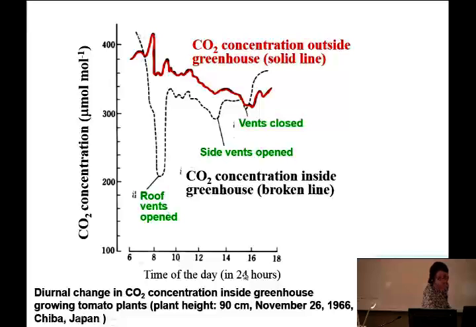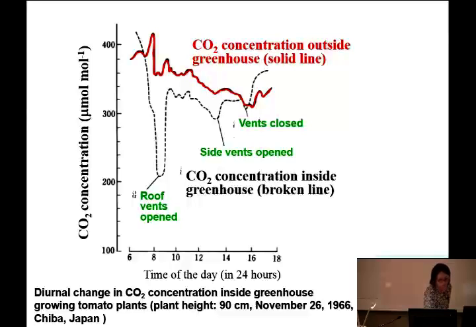This is the time of the day, 6 a.m. to 6 p.m. The greenhouse CO2 concentration is here, and the outside CO2 concentration is here. It's a relatively urban area, therefore lots of activities. That's why CO2 outside is not stable. And this is old data, therefore CO2 concentration was not 400. It was more like 350, 330.